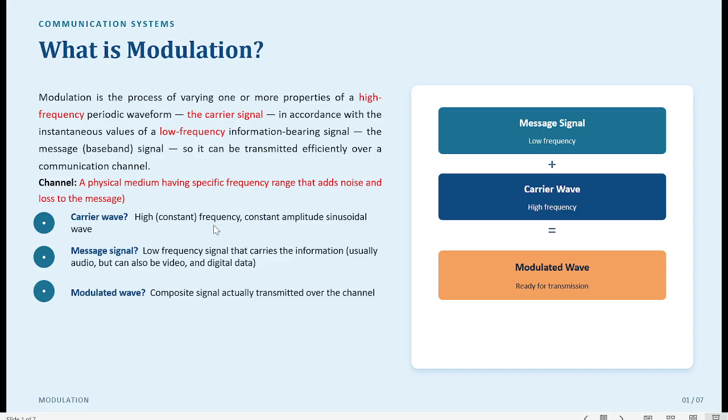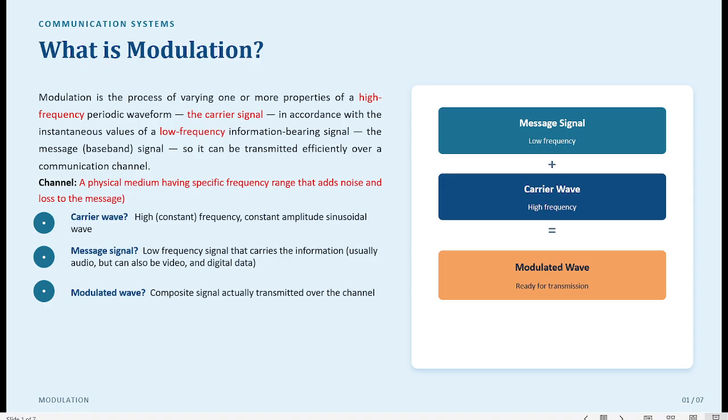Now the wave which is used to transmit this message signal is the carrier wave, which is a high frequency, constant amplitude sinusoidal wave. It is a radio frequency wave. It has very high frequency compared to the frequency of the message signal. The message signal can be defined as a low frequency signal that carries the information, usually audio, but can also be video and digital data.